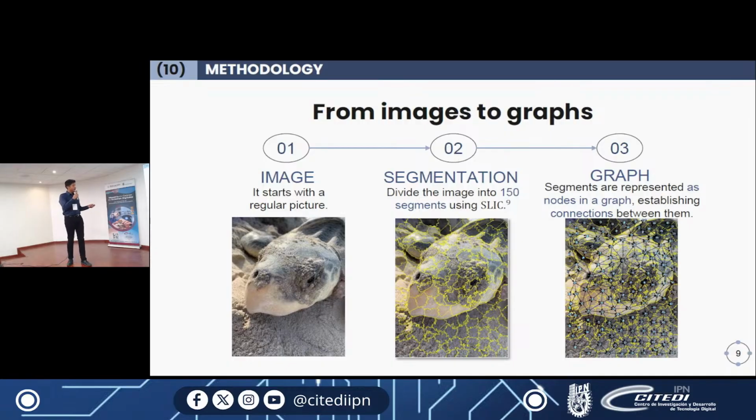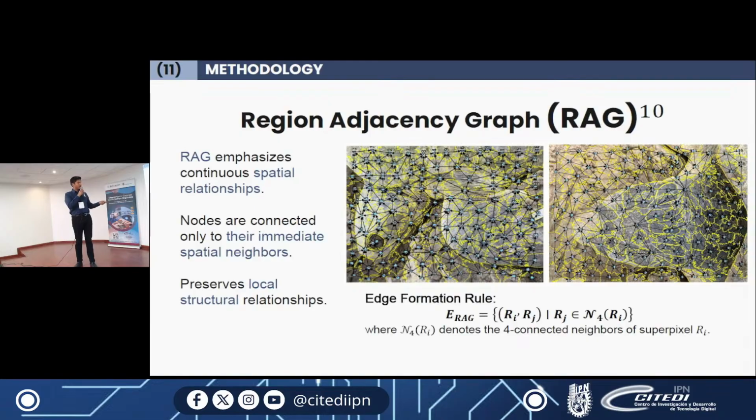Okay, so let's continue with the methodology. This is the idea. First, we have the image. Then we divide the image into 150 segments using a SLIC algorithm. And finally, create the graph, with the segments represented as nodes in a graph, establishing connections between them. So the idea is if a user takes a photo, my model automatically converts it into a graph, then feeds it to a graph neural network model, and this model will give us the specific ID of the individual.